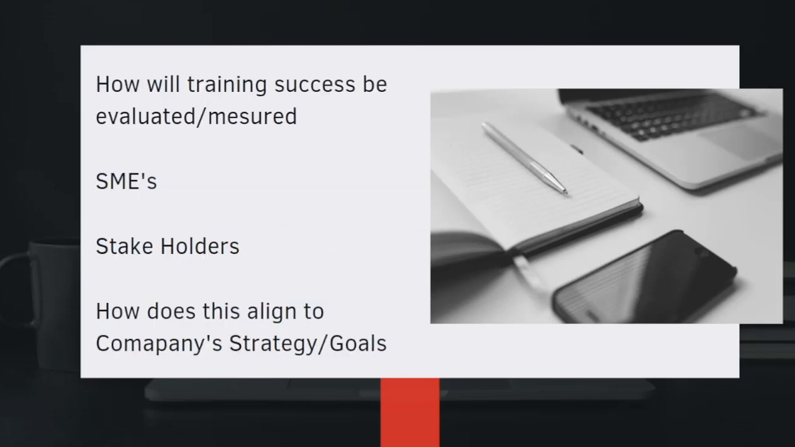Another really important piece of information that should be included in the needs analysis is how the training success will be evaluated or measured. What levels of Kirkpatrick's evaluation will you utilize to measure the training's effectiveness? For example, will there be an assessment? Or are there metrics and key performance indicators that will be measured, such as an increase in revenue? SMEs, for this one, state the names of all the subject matter experts that are involved in the project. Stakeholders are folks who are championing the project or driving the project. These are usually folks in some leadership capacity. How does this align to the company's strategy or goals? Here, state how the training fits into the organization's bigger strategy or goals.